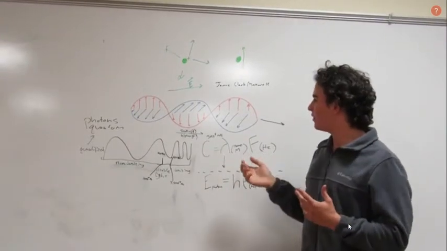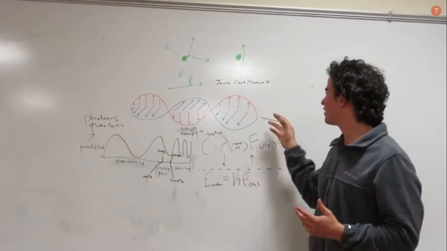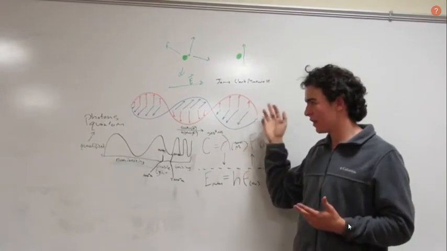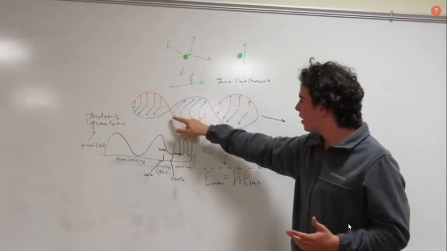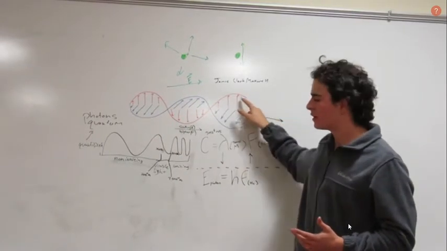And when this happens, we have something that looks like this, which is what an electromagnetic wave looks like. So we have the magnetic wave, which is up and down, and it's oscillating.